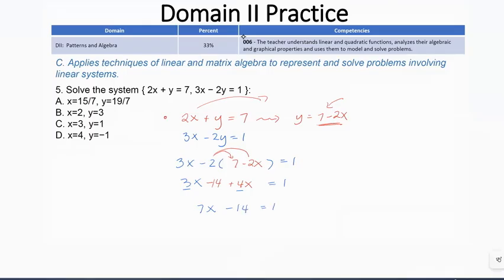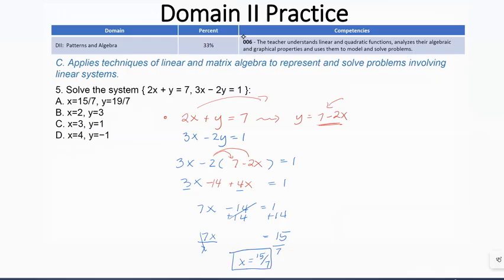Now, I need to solve for x, so I'm going to use the inverse of this number. That gives me 15. That cancels out, and then I still have 7x. Divide by 7, divide by 7. So my value here is x equals 15 over 7. That's my first value.